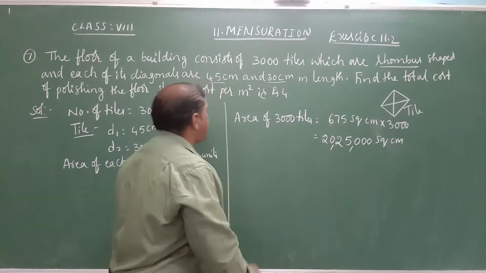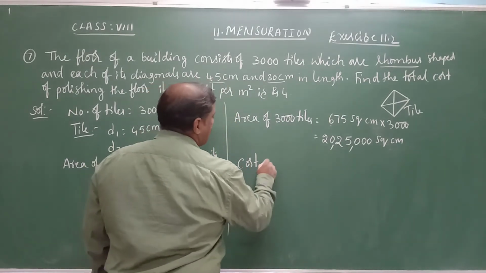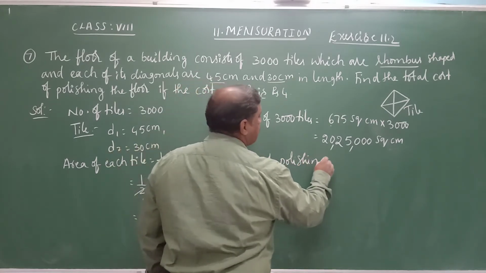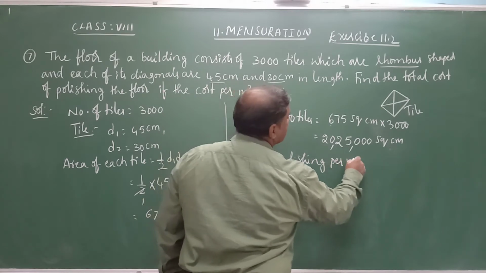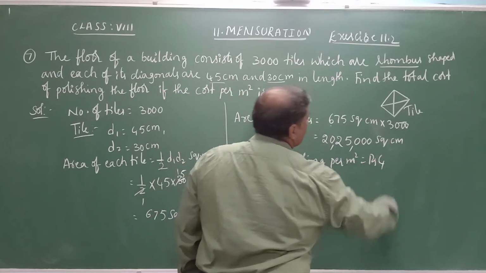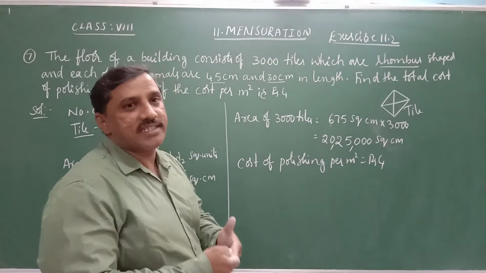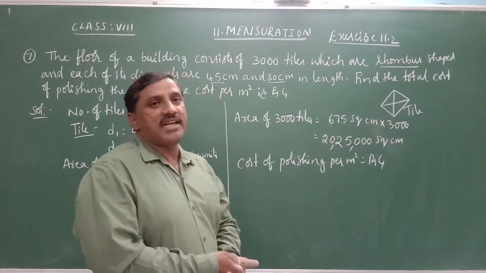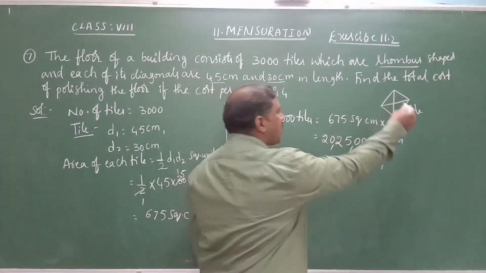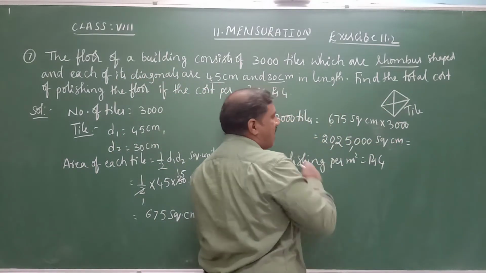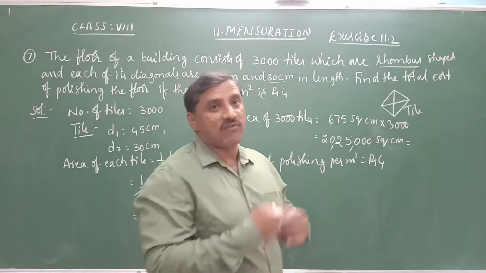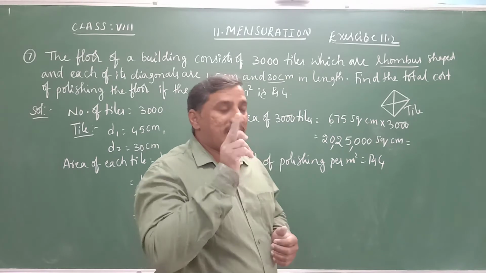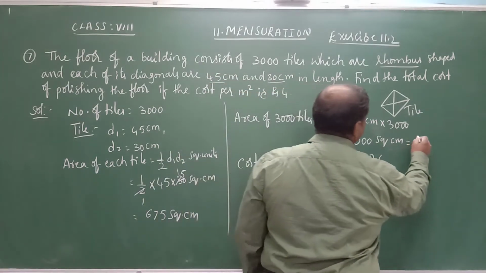Now what is the cost? The cost of polishing per meter square is 4 rupees, but our area we got in square centimeters. Convert that area into meter square. How can you do that? Divide that by 10,000. We know that 10,000 square centimeters is equal to 1 meter square. So you divide this by 10,000.